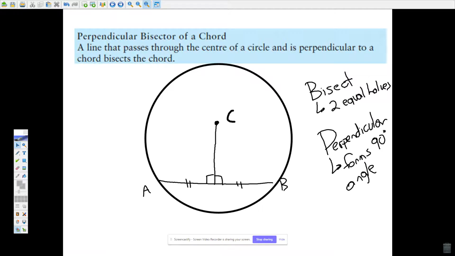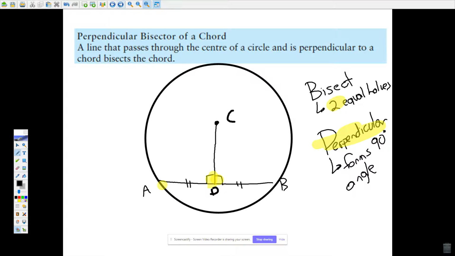Well, let's look at what a few of those words mean. First off, perpendicular means that it forms a 90-degree angle. So if this line comes down from the center, hits the chord, and forms a 90-degree angle, that means that it bisects the chord. It cuts the chord into two equal halves. So if we call this AD, AD is equal to BD because the perpendicular bisector cuts the chord into two equal pieces.